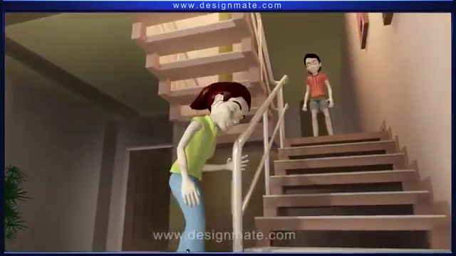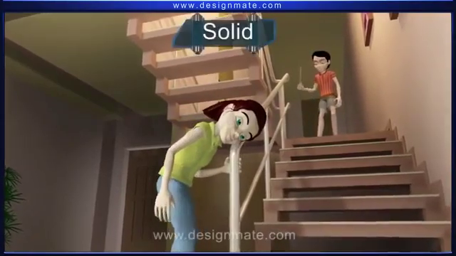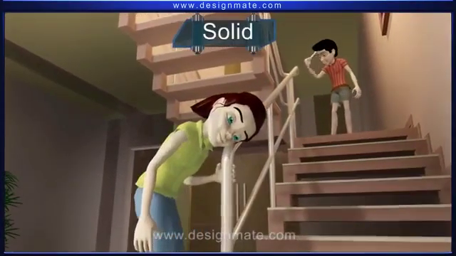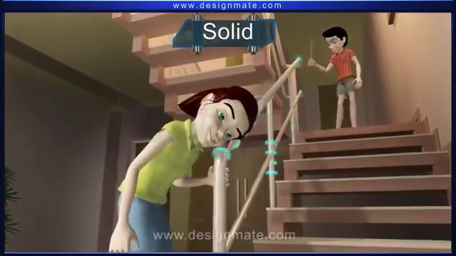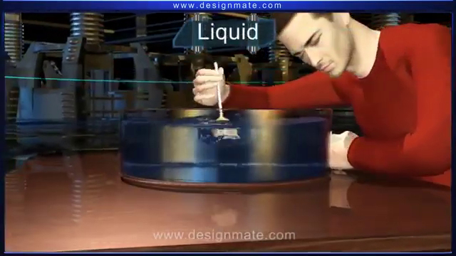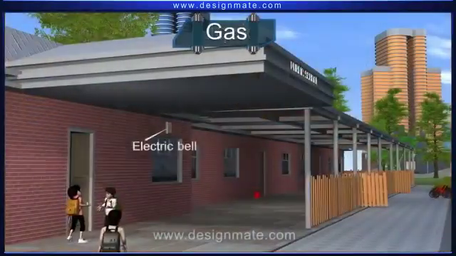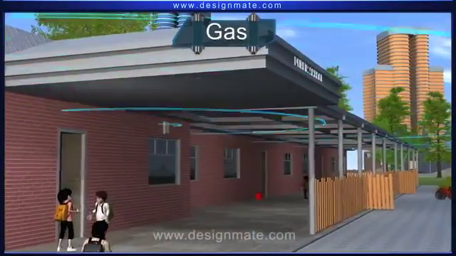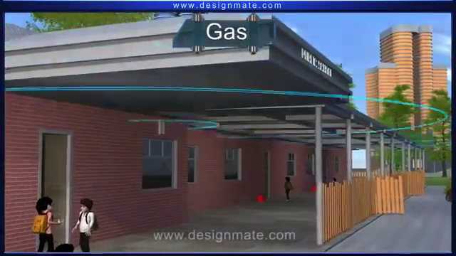These waves travel at different speeds in different mediums. The medium could be a solid, liquid, or gas. Now let's see how this works.